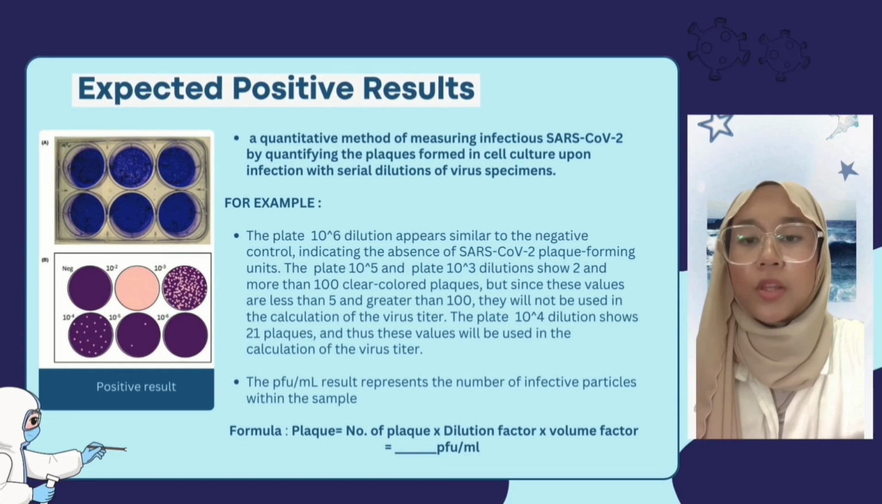And lastly, the plate with the 10^-4 dilution has 21 plaques, and this will be used to calculate the virus titer. The formula is the plaque count multiplied by the dilution factor multiplied by the volume factor, and you get the answer in the unit PFU per ml.